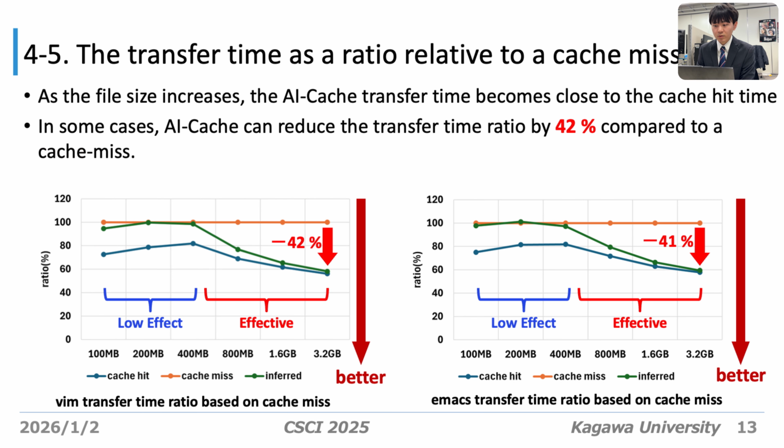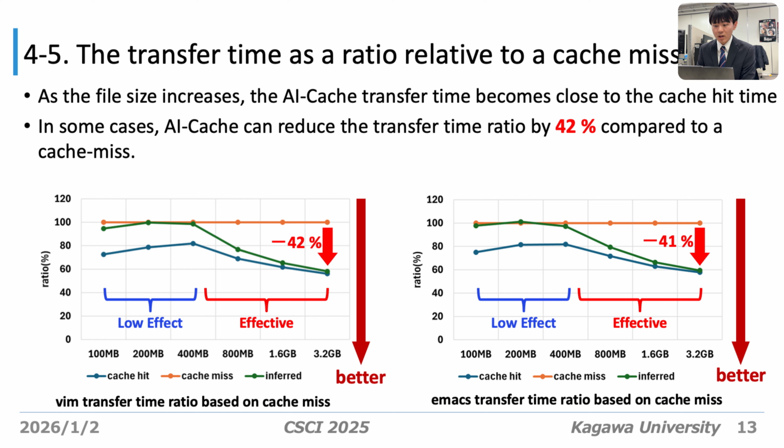Figures plot the transfer time as a ratio relative to the cache miss. The horizontal axis is the file size. The vertical axis is the ratio. In the left figure, for 100 MB file, AI cache reduces the time by about 5% compared to a cache miss case. As the file size increases, the AI cache transfer time becomes close to the cache hit time.